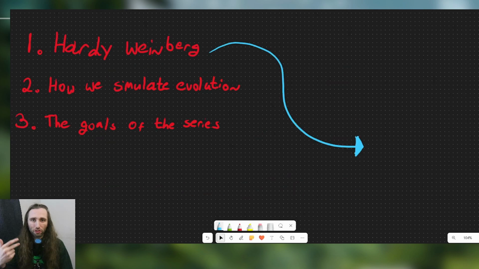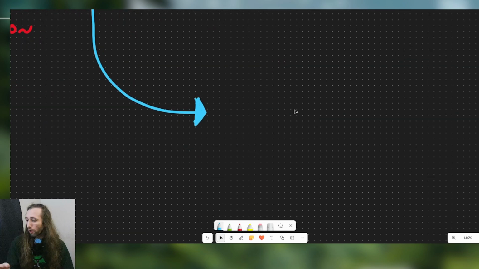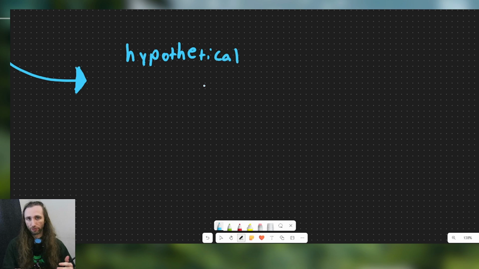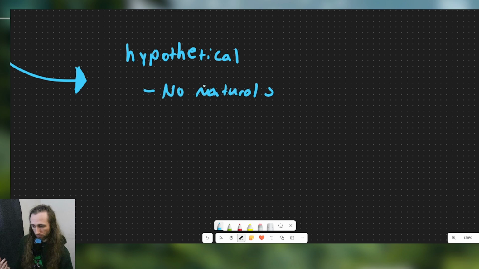Let's first start with Hardy Weinberg. So Hardy Weinberg is going to describe populations. Specifically, it describes a hypothetical population where no evolution is occurring. So what do we mean by no evolution? This means that there are no influences from natural selection. So there's no natural selection. There is no gene flow from other populations, so no gene flow.